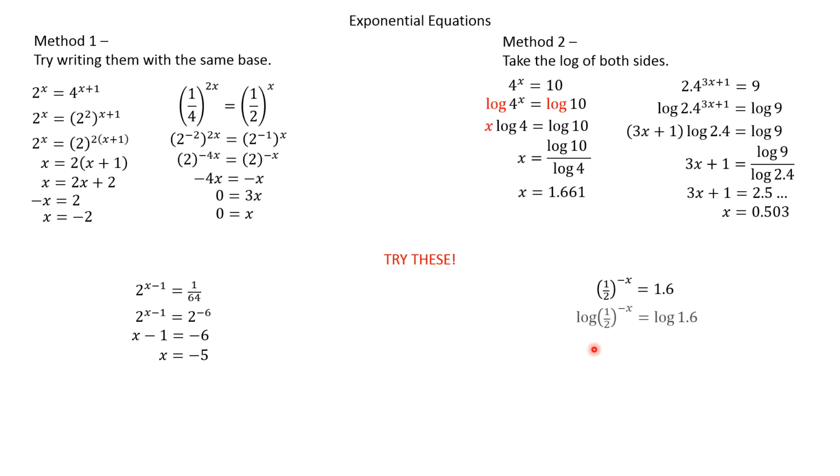How about over here? Take the log of both sides. So we get log of 1 half to the negative x equals log 1.6. The negative x can come out front. We can divide by log 1 half. And this is just a number. Do it in your calculator. Log 1.6, enter. Divide by log 0.5, enter. To get negative x equals negative 0.678. And then x multiplied by negative 1, x equals 0.678. So those would be exponential equations. This is one of the bigger pieces of the section. So if you can do this, you're well on your way.